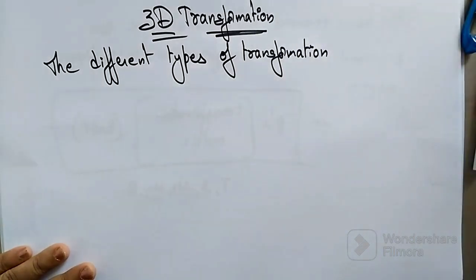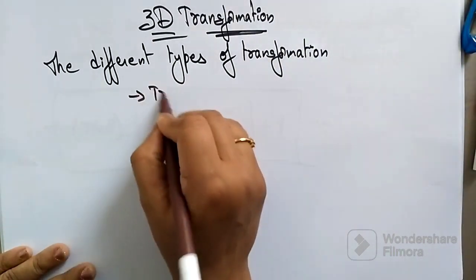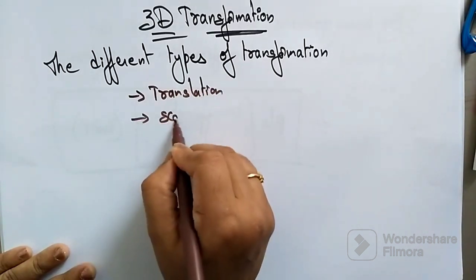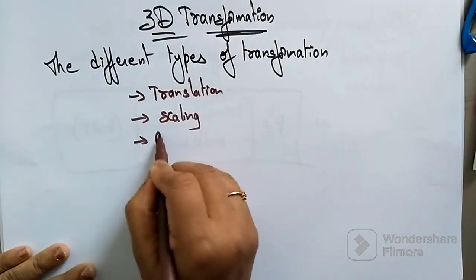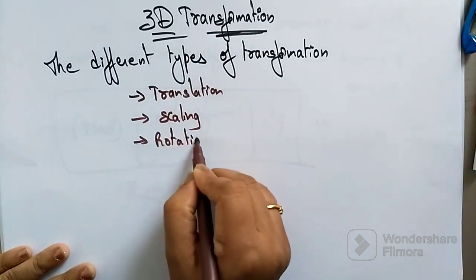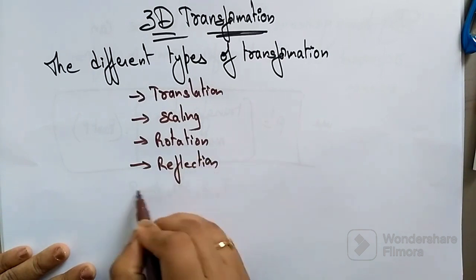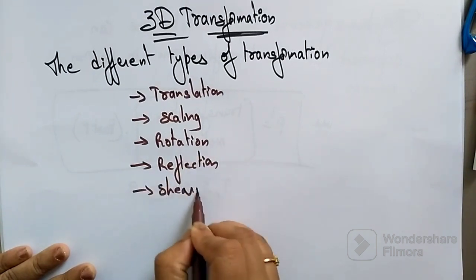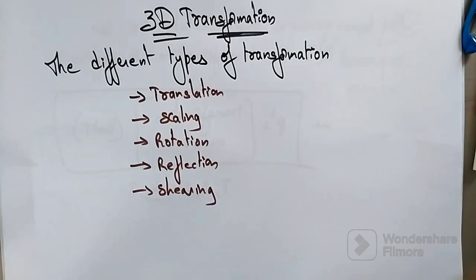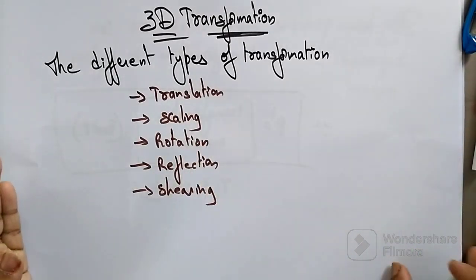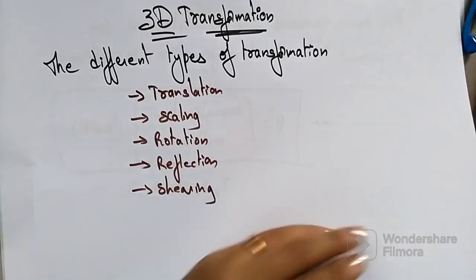So what are the different types of transformations? Translation, scaling, rotation, reflection, and shearing. So just like 2D, the 3D also has these different types of transformation. So here also we will discuss what is translation in terms of 3D, scaling, rotation, reflection, shearing in 3D transformation. So let us take one by one.